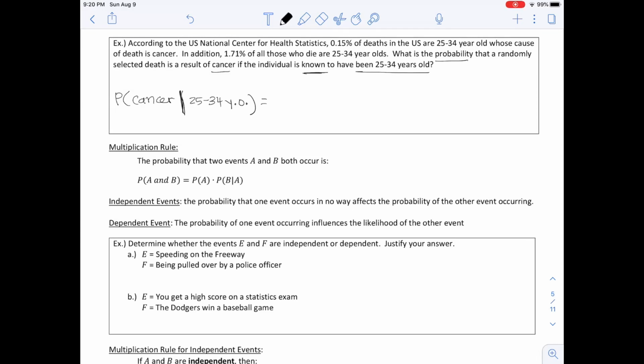So using our formula, this time I'm not going to be using number because we actually have probabilities. Those probabilities are not written as decimals, they're written as percents, but that's easy to change. So I'm going to use the formula from up above. So we're going to have the probability that we have a person passed away from cancer and they're 25 to 34 years old, so cancer and 25 to 34 years old, divided by the probability that they're 25 to 34 years old.